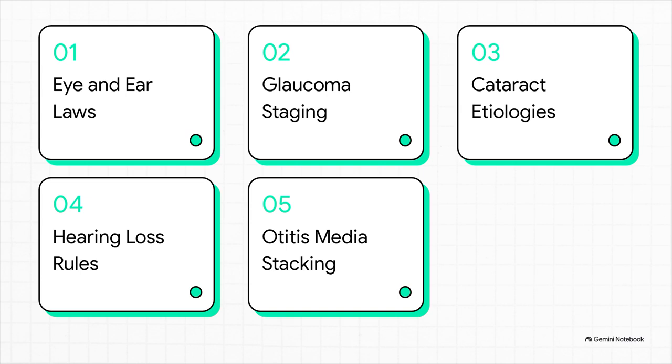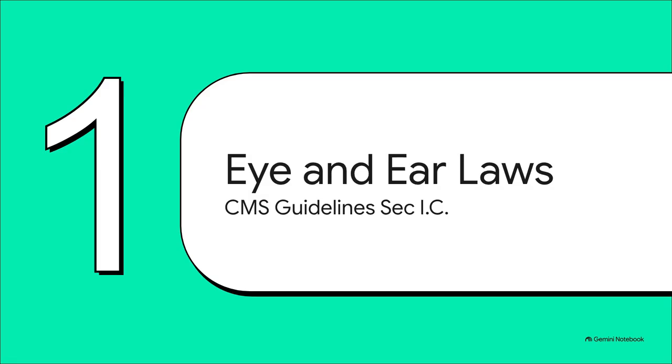First up, eye and ear coding laws. Then, glaucoma staging bilateral rules. Number 3, cataract laterality and etiologies. 4, hearing loss classifications. And finally, otitis media code stacking. Section 1, Eye and Ear Coding Laws. We're looking at Section IC7 and IC8 of the CMS Guidelines.